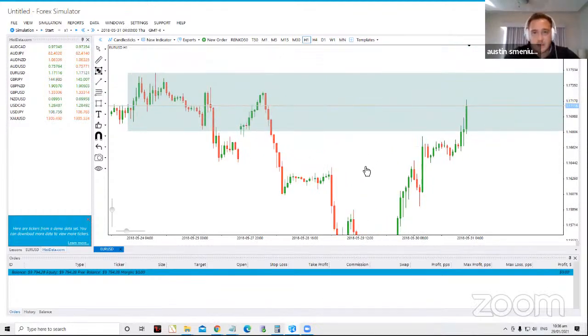So if you were to do the set and forget, that would be your zone right there to potentially short at, with prices now going up into it. Then if I was to say where I would take my profit, I would take my profit before this area right here.